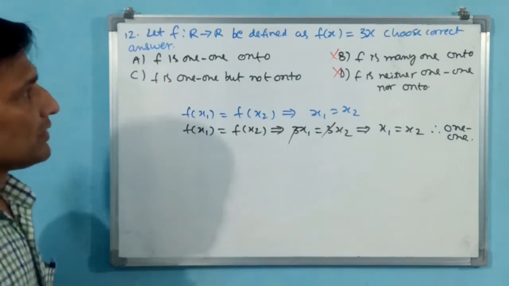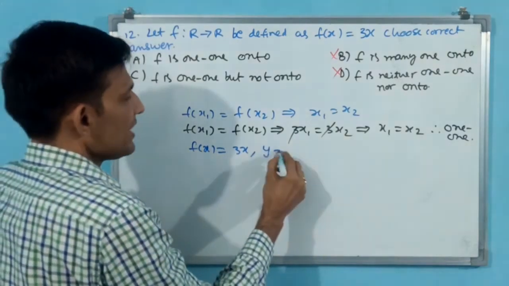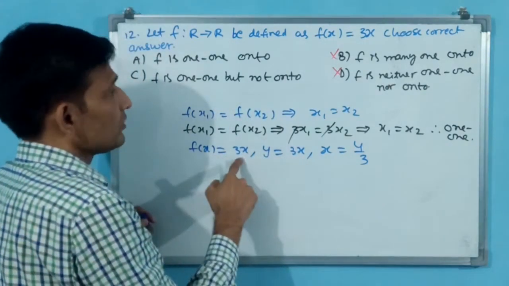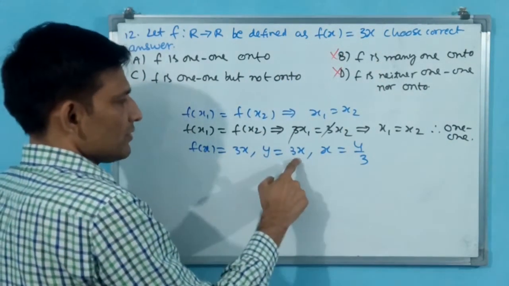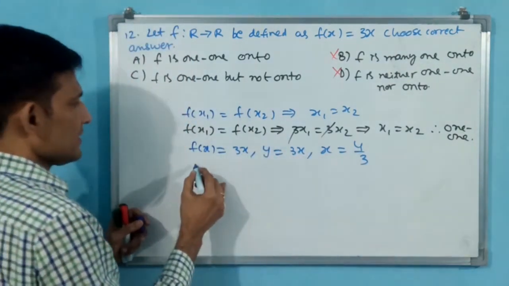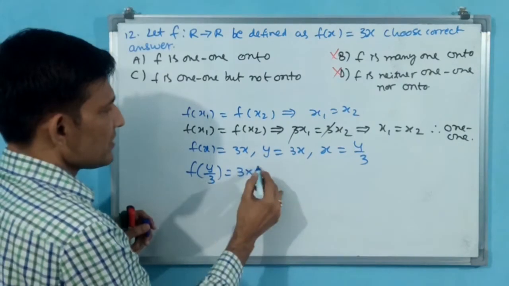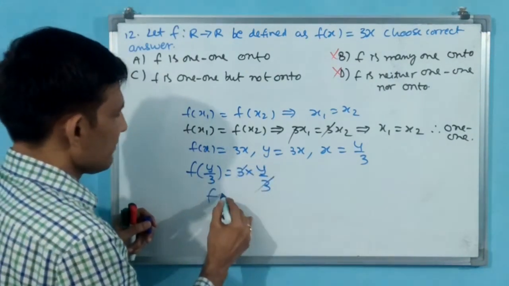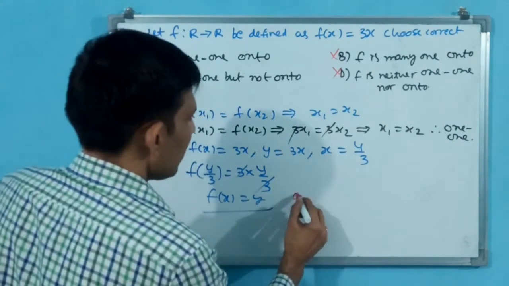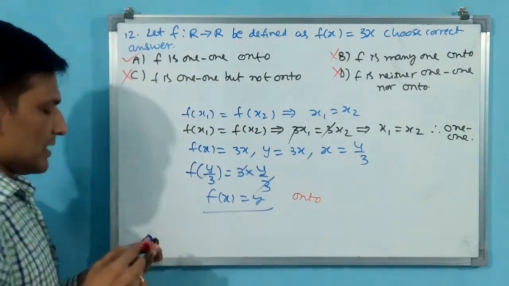Okay. Onto. Onto means y. f of x is equal to 3x. y is equal to 3x. x is equal to y by 3. Now I will substitute in this. f of y by 3 is equal to 3 into y by 3. 3 cancels. f of x is equal to y has come. When f of x is equal to y is there, this is onto. F is one-one and onto. This is correct. One-one but not onto is wrong. Now the answer is A.